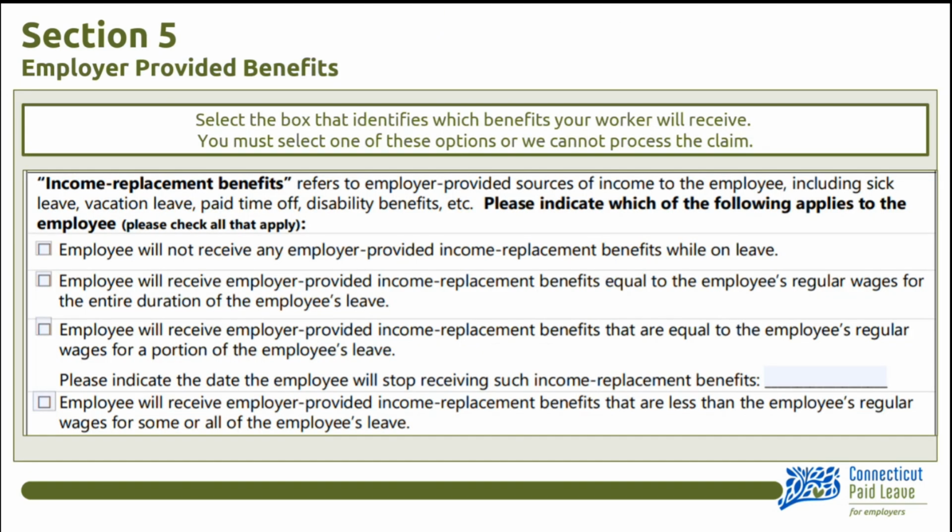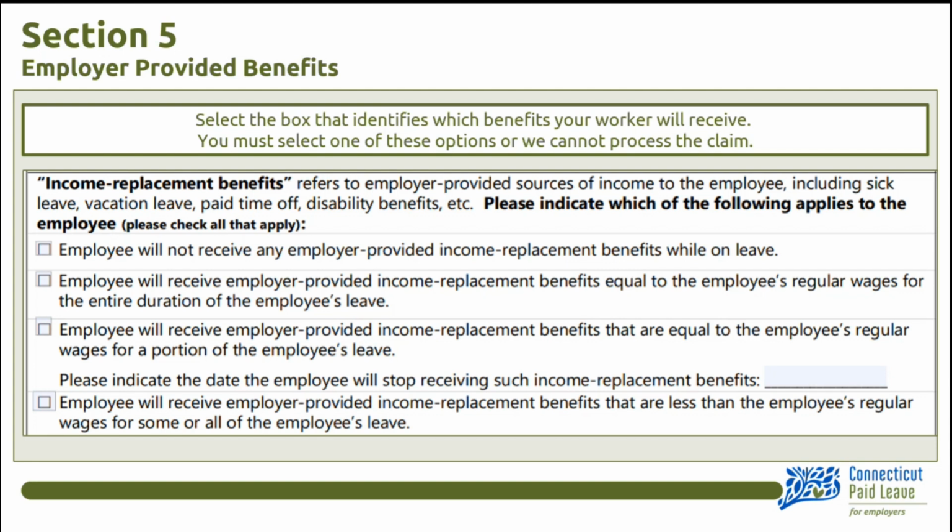Specifically in Section 5, you must select whether any employer-provided income replacement benefits will be paid to the employee during some or all of the leave. Check the first box if you will not pay your employee any income replacement benefits during any part of the leave. Check the second box if you will provide your employee with an amount equal to 100% of their regular wages for the entire time they will be on leave.